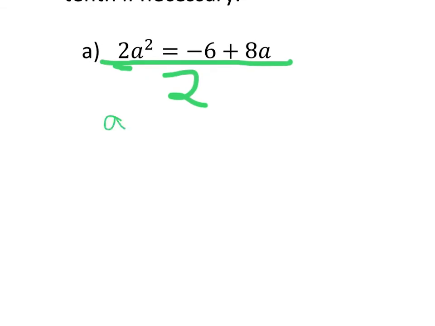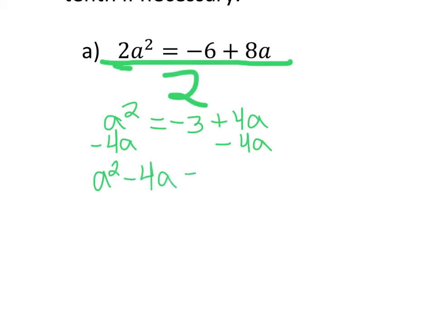So I am left with a squared equals negative 6 divided by 2 is negative 3, and 8a divided by 2 is positive 4a. I need to do some rearranging because I need my number by itself, my constant. So I will subtract 4a to bring these over. A squared minus 4a equals negative 3. Now I'm ready to complete the square.